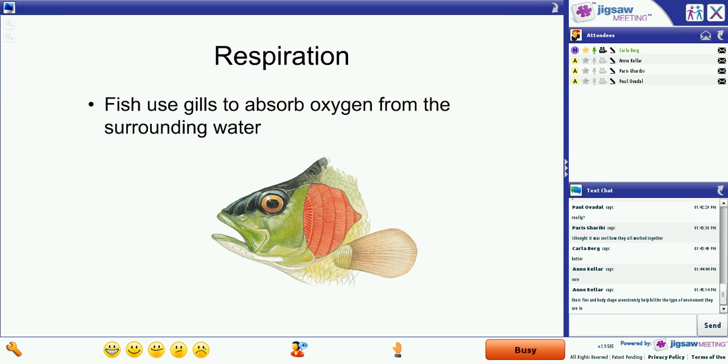Okay, so how do fish breathe? They use their gills to absorb oxygen from surrounding water. You use your lungs, they use gills. At the bottom here, there's a picture of the gills of the fish. They're little red slats. They're not visible from the outside because they are covered by either a gill cover, or the fancy name for that gill cover is an operculum.